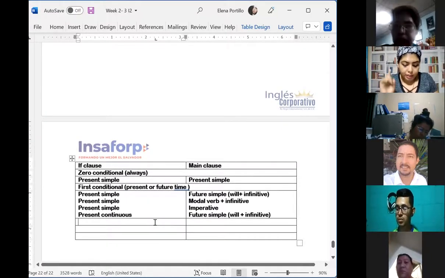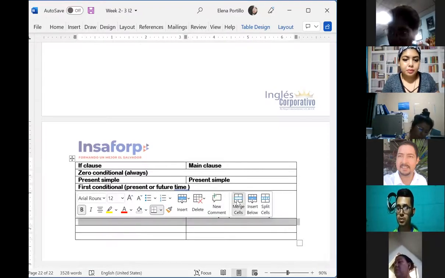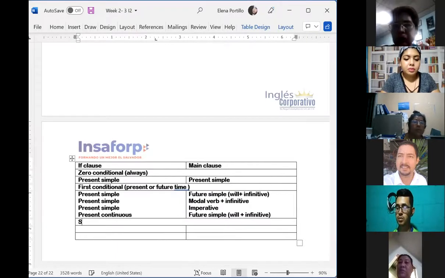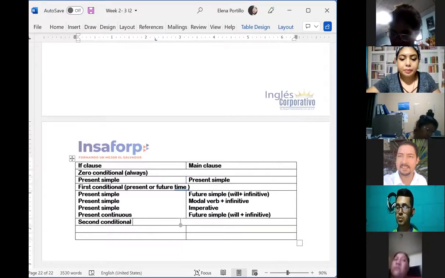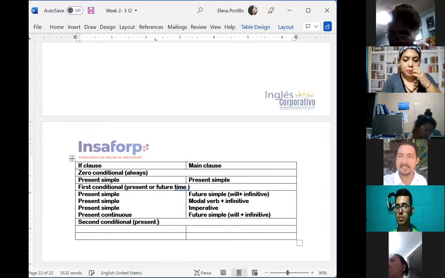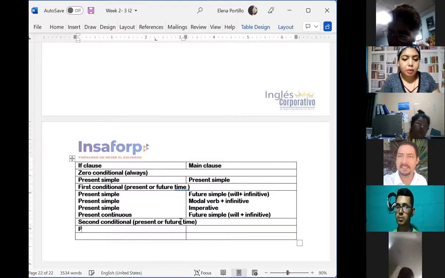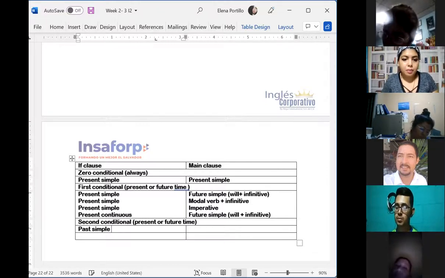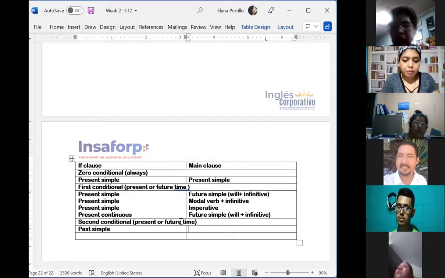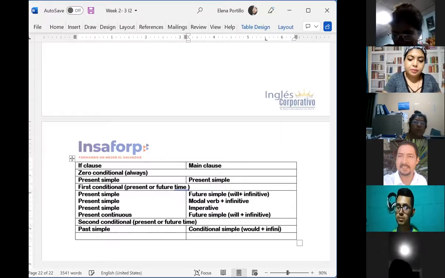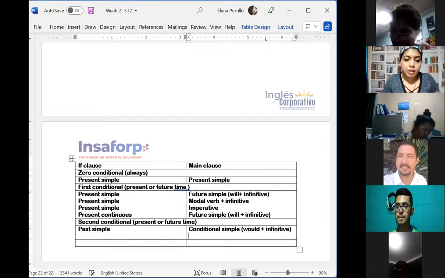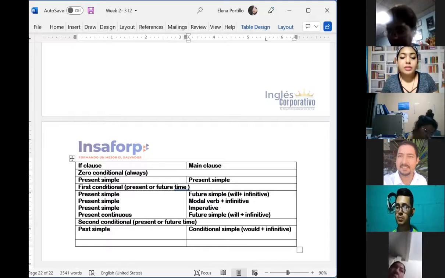Then we have the second conditional. That in this case is present or future time again. And we have here past simple for the if clause. And we have conditional simple, that is will plus infinitive. And also we can use with past simple the modal verb plus infinitive.